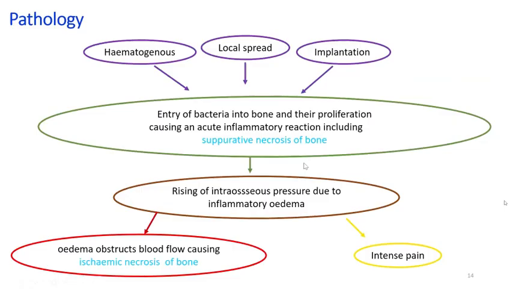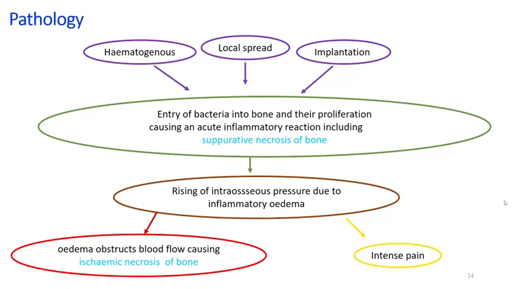And as I said earlier, the infection can come through blood, through local spread, or due to direct implantation. Whatever the route of the infection, the causative bacteria will enter into the bone. Once it has entered the bone, it will proliferate within the bone, especially within the bone marrow cavities near the metaphyseal region, and it will cause acute inflammatory reaction and suppurative necrosis of the bone.